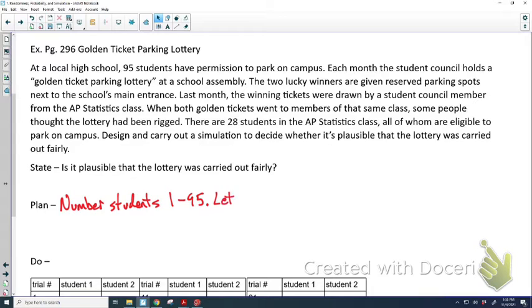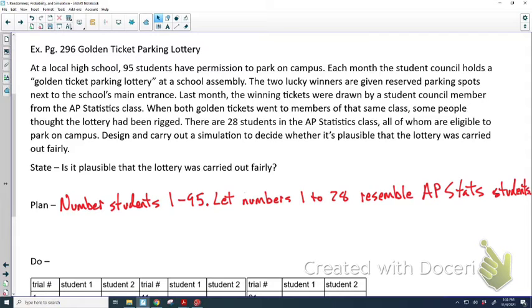Let's let numbers 1 to 28 resemble AP Stats students. Use a random number table.